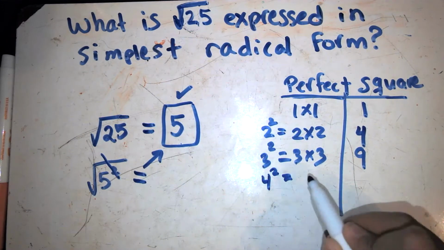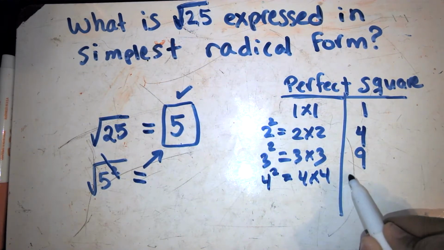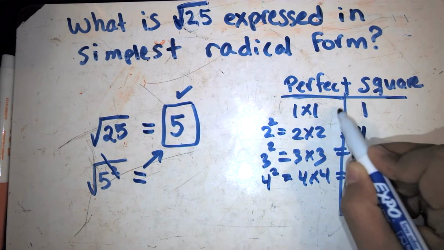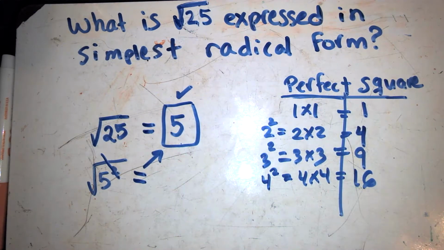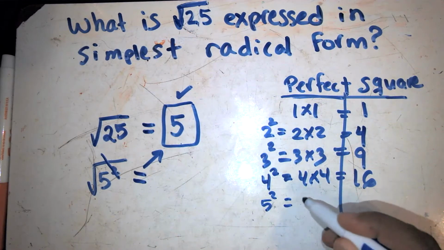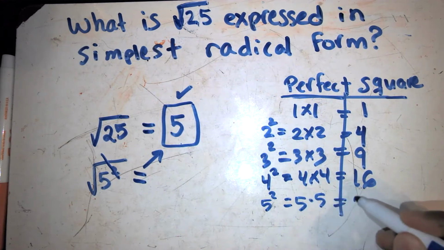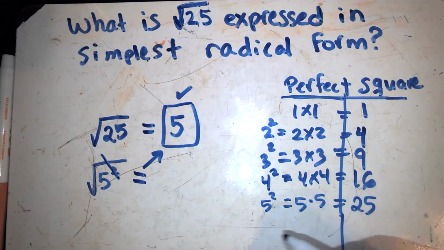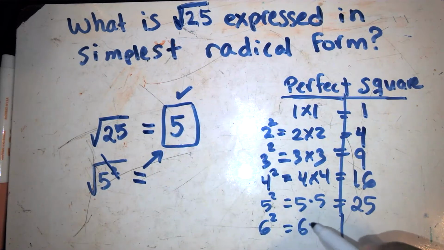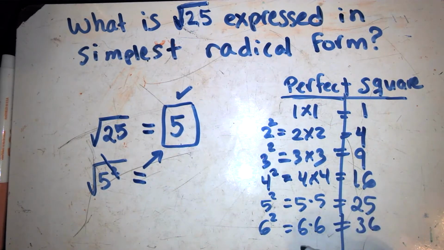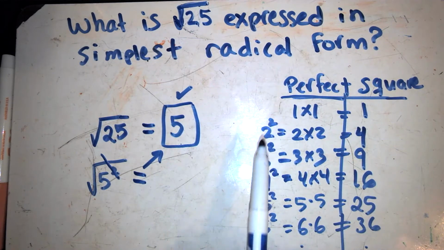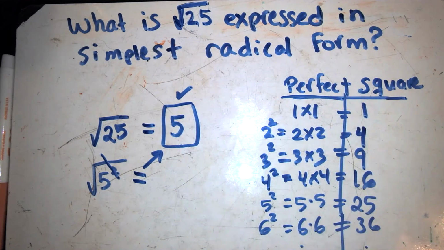4 to the second power, or 4 times 4, is 16. 16 is a perfect square. 5 to the second power, or 5 times 5, is 25, a perfect square. 6 to the second power, or 6 times 6, or 36 is a perfect square. So you don't really have to memorize the list of perfect squares. You can just make your own list by taking a number and squaring it. Hence why it's called a perfect square.